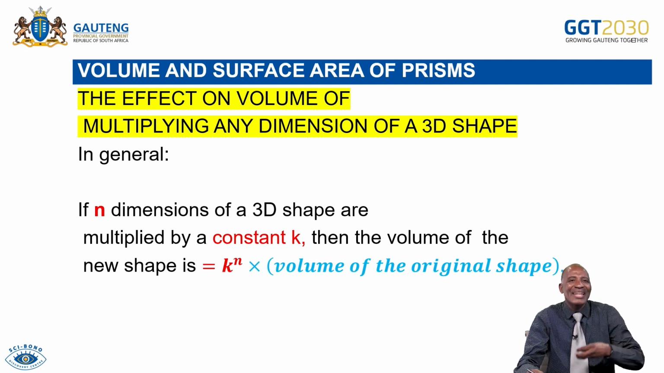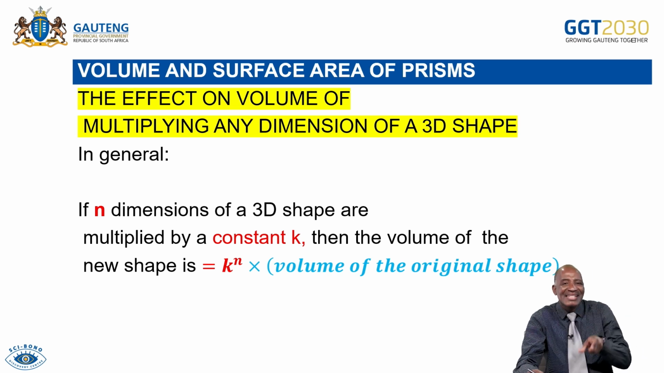So in general, what are we saying? If in any prism you decide to change the dimensions by a particular constant and you are maintaining that constant, the number of dimensions affected becomes the exponent of that particular constant. So if I'm changing only one side, it's going to be k to the power 1, 2 to the power 1. If I'm changing 2 sides, it's going to be 2 to the power 2.